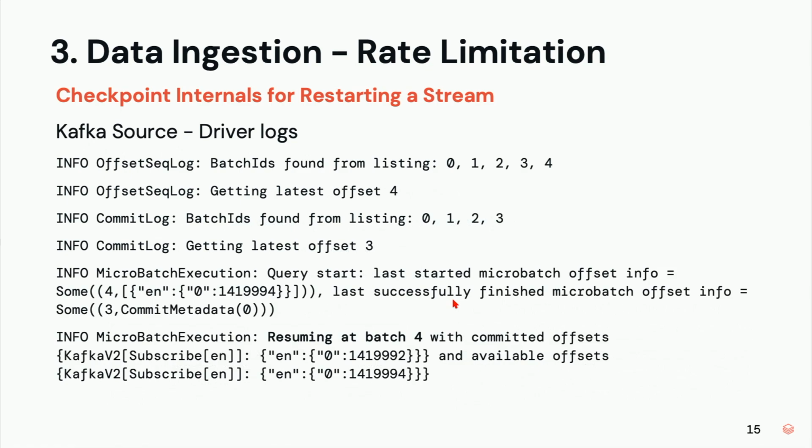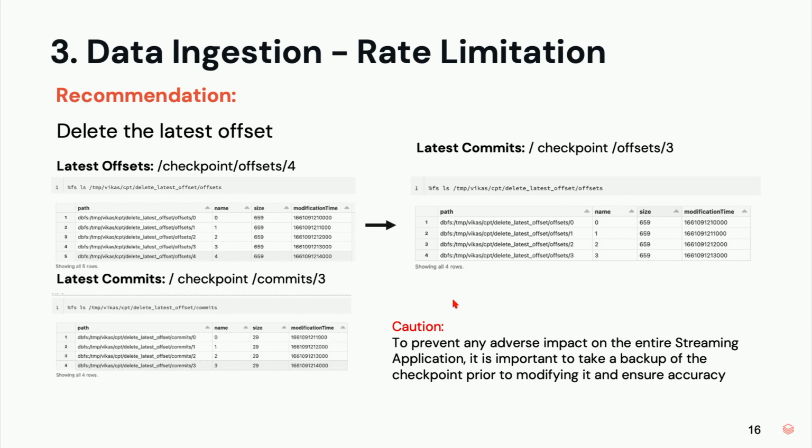Let's look at the Kafka logs. We can get this information from the driver logs. In the offsets folder, it lists 0 to 4 and picks the latest offset as 4. Similarly, for the commits folder, it lists 0 to 3 and picks the latest commit as 3. In the next line it says the last started batch is 4, but only 3 is committed, so I have to resume from batch ID 4 onwards. That's what happens when there is a mismatch between the latest offset and latest commit. So what do we have to do?